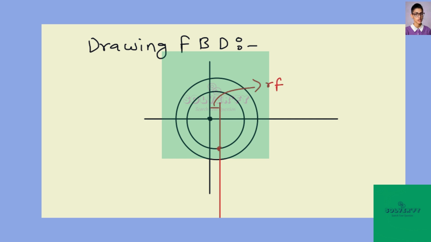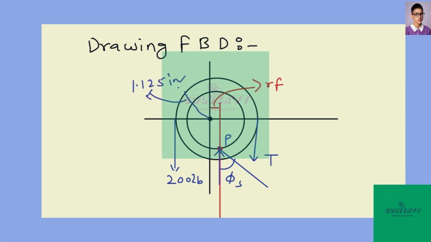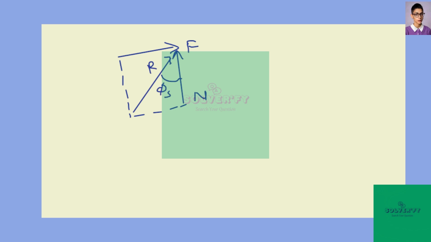This distance is Rf. Here P force is acting and this angle is phi s, and here it is T and here it is 200 lb. Now going further, this distance is 1.125 in. From this free body diagram, we can go further and draw a free body diagram again, as I am drawing here, showing all the forces here. Here it is R, here it is phi s.